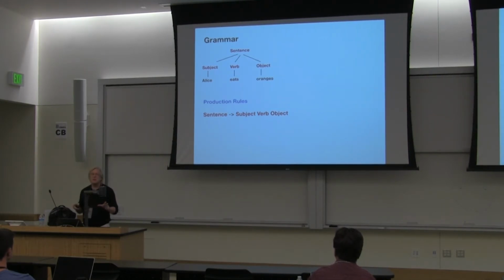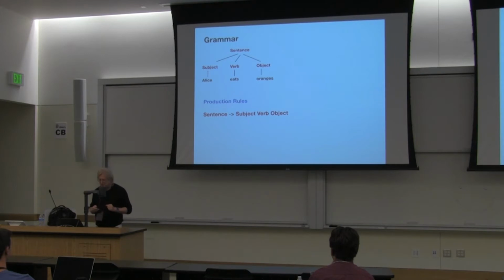If you diagram sentences in high school, this will seem familiar, and I did have to do that, and I thank Mrs. Lee for making me do it. So the next rule is a subject can be derived to either Alice or Bob. This is a very, very small grammar.